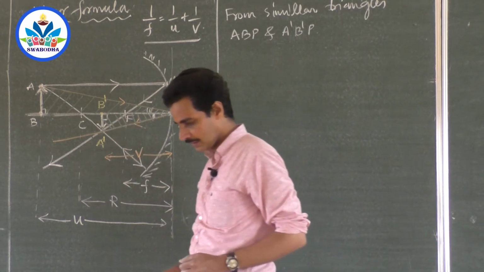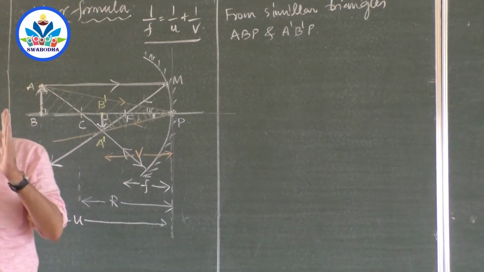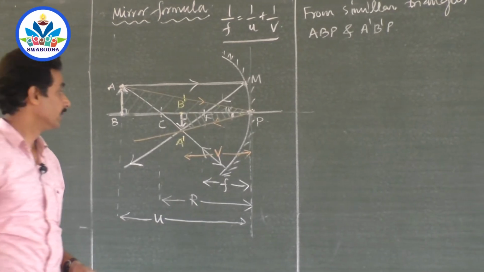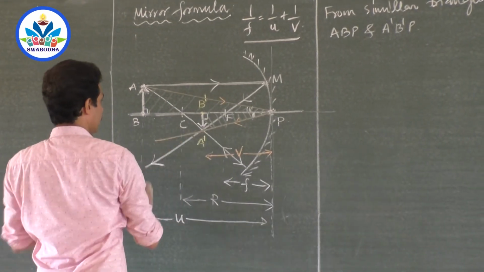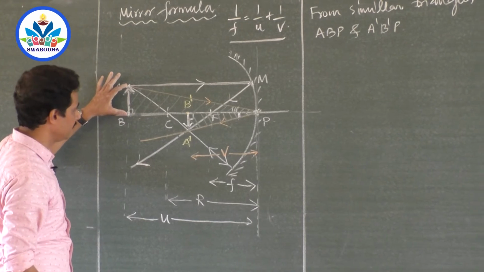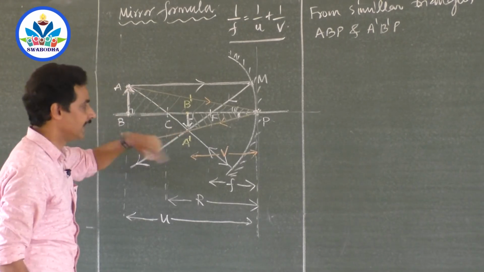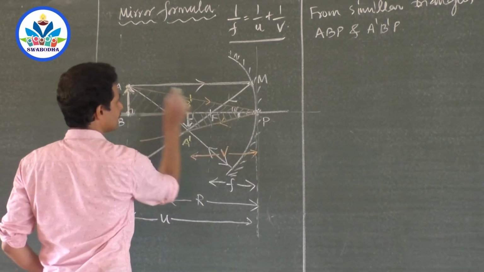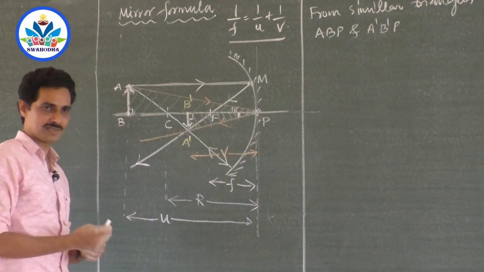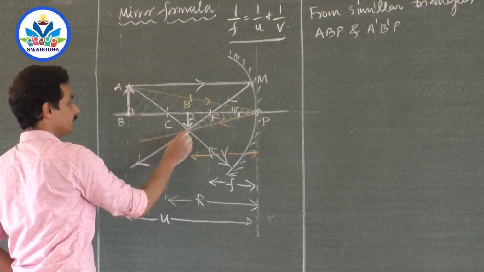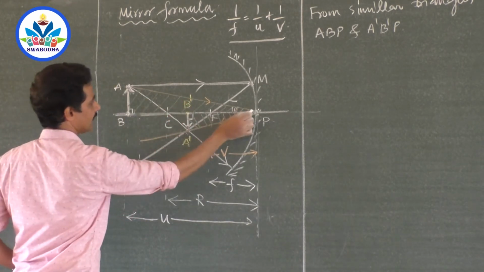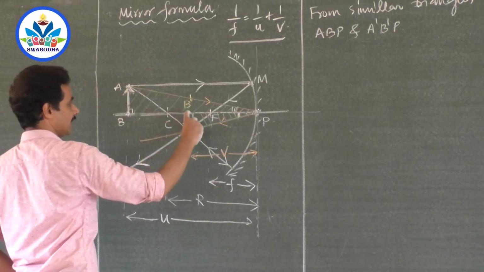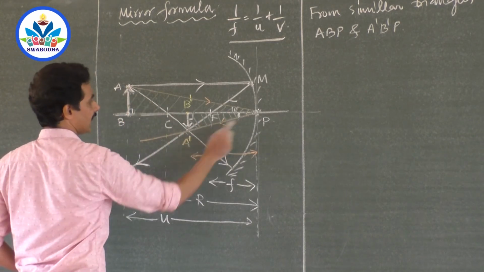In similar triangles, always, suppose one side is double the other, then the remaining sides will also be double the other. That means, for example, if this side of the triangle ABP is double this side, then definitely this side will be double this side, and this side will be double this side. That ratio remains the same. Suppose this one is three times greater than this, then this side will be three times greater than this. That means the ratio of AB to A dash B dash and AP to A dash P are the same.